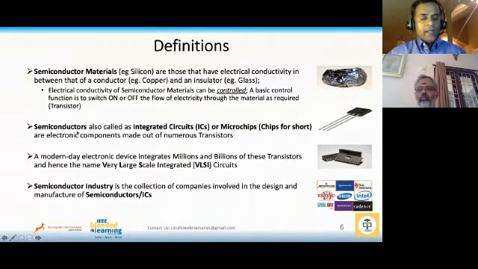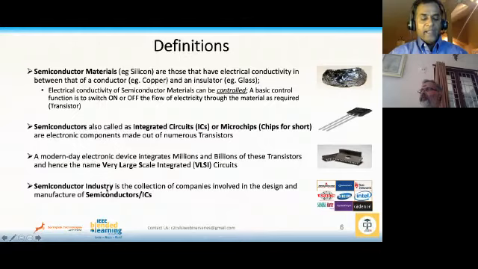Semiconductors, also called integrated circuits, ICs, microchips, or chips for short, are electronic components that are made out of a number of these transistors. If you look at a modern day electronic device, within your cell phone or your laptop, almost all of them these days would have at least millions of these transistors. Because you are trying to put so many of them into one small device, the name came: very large scale integrated circuits, VLSI. That's where the name comes from.